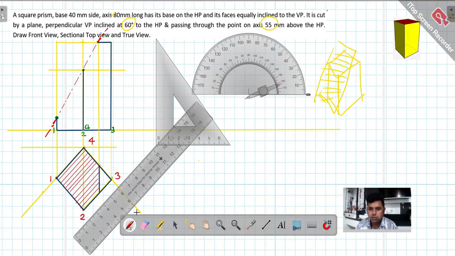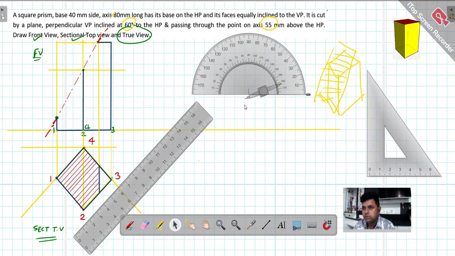Okay, so up till now, what have we drawn? We have drawn the front view. This is done. This sectional top view is also done. Front view is also done. Sectional top view is also done. What is left? True view is left now. Okay, so how to draw the true view? For that, I need your attention. See how we can draw the true view.